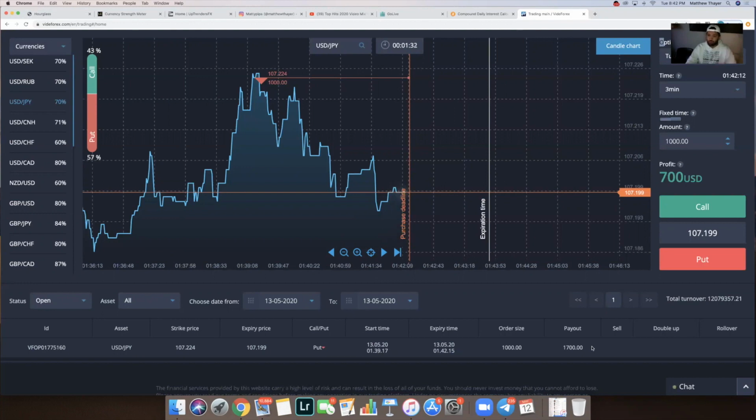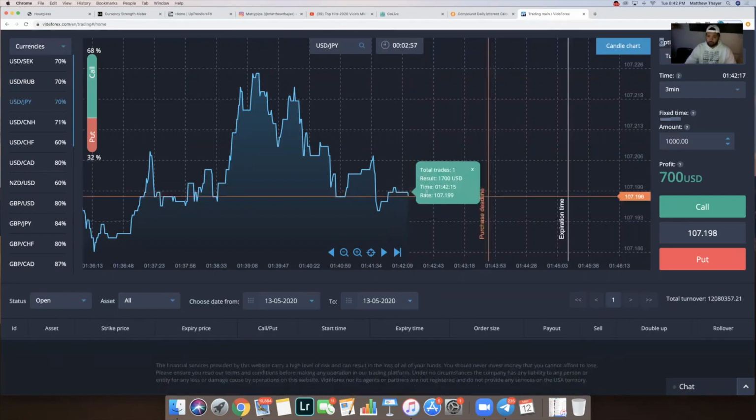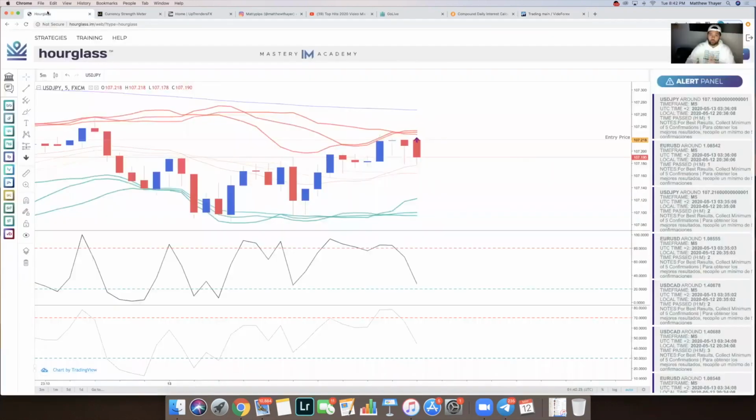My trade is expiring now here in 2 seconds. As soon as it crosses, you see the green bubble right there. That means you have cleared the trade. So that is how you use the platform, and that is how you use my strategy. It is very, very simple, guys.